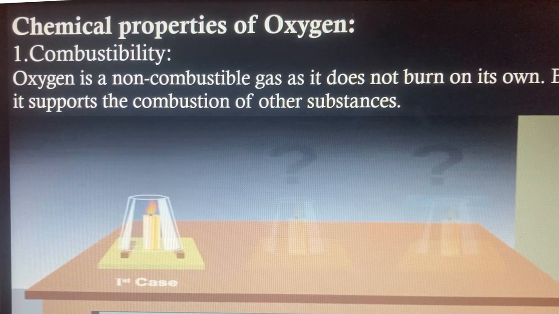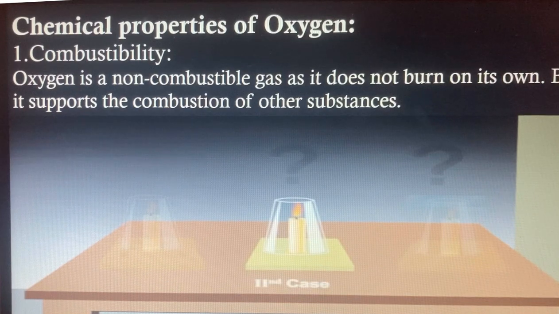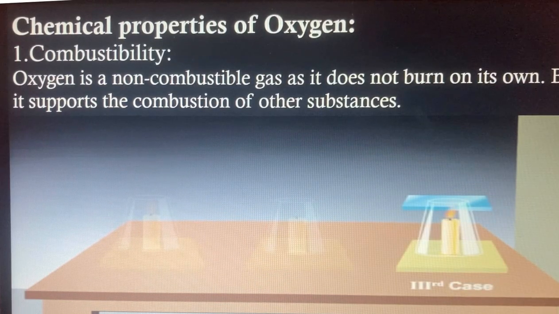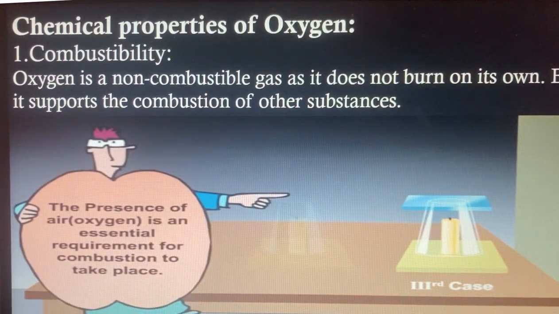You will observe the first candle burns continuously. What about the second case? The flame becomes thicker and produces more smoke before going off. What about the third case? In the third case, the flame goes off as soon as it is covered by the glass plate. So, from this we can conclude the presence of air is an essential requirement for combustion to take place. The presence of oxygen is an essential requirement for combustion to take place.